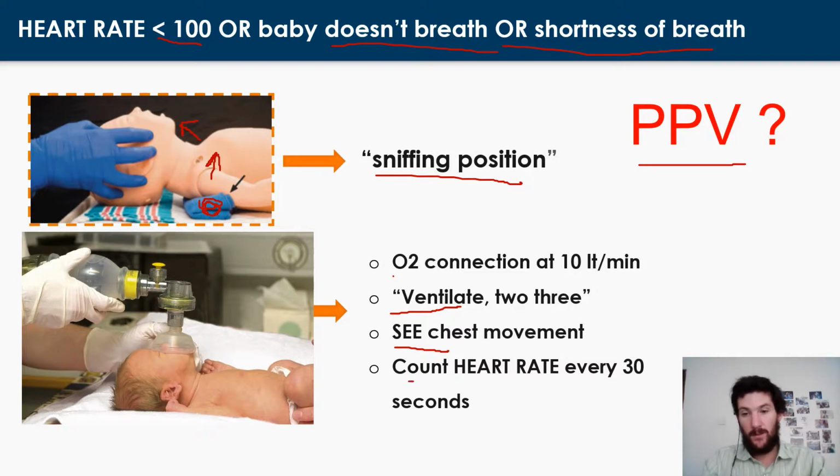And don't forget the thing that I said about the timeman. The timeman must remind the leader all the time that every 30 seconds we need to count the heart rate, because that can change our conduct. That can change the things that we do. If after 30 seconds the heart rate is now above 100, we stop the ventilations. Or if it's below 60, we have to start chest compressions. So it's very important to have the information from the timeman.